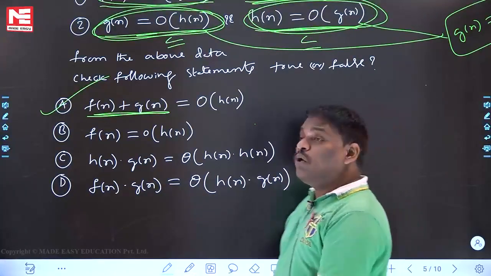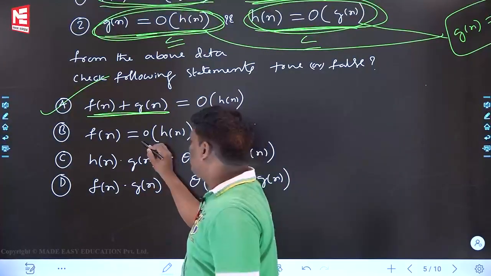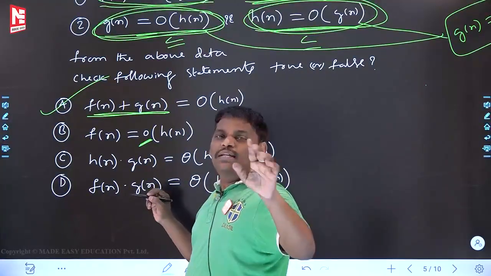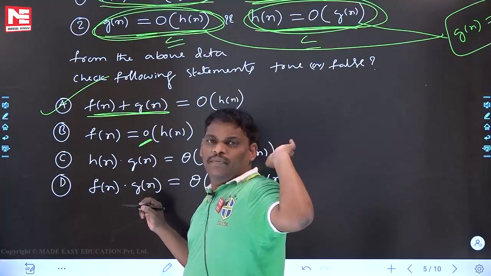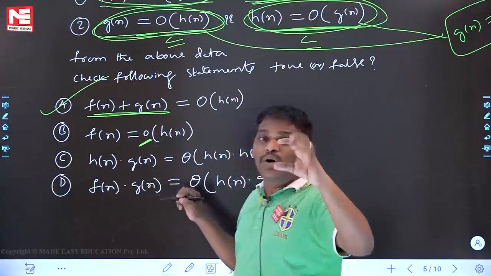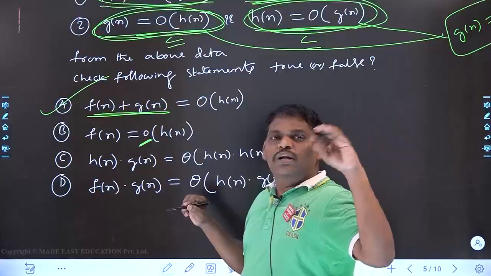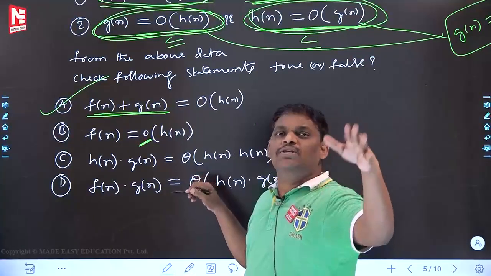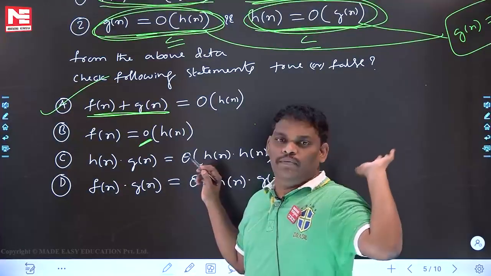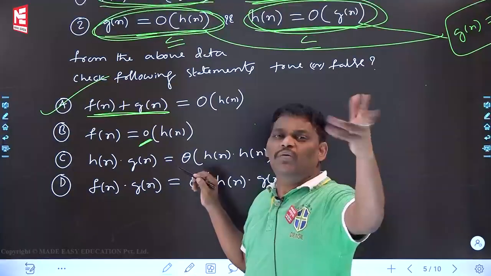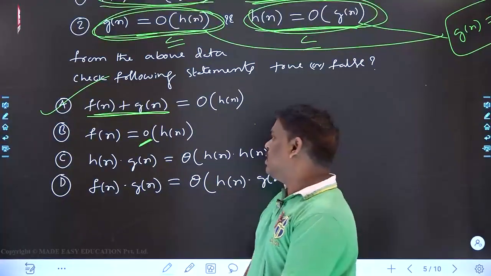F of n is small o of h of n. Unless I say small o, consider all of them as big O only. If you have a small doubt whether it is big O or small o, only when I say small o should you consider it. Normally it is big O only, because in the examination also they normally give big O's only. I normally don't write small o; if I say small o, maybe I want to explain something to you.